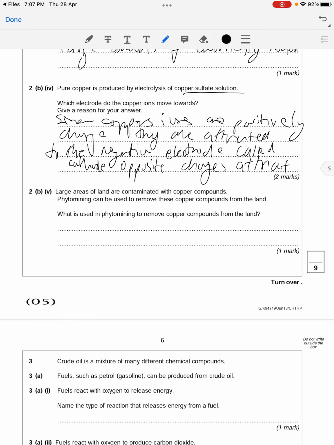Large areas of land are contaminated with copper compounds. Phytomining can be used to remove these copper compounds from the land. What is the use of phytomining, to remove copper compounds from the land?